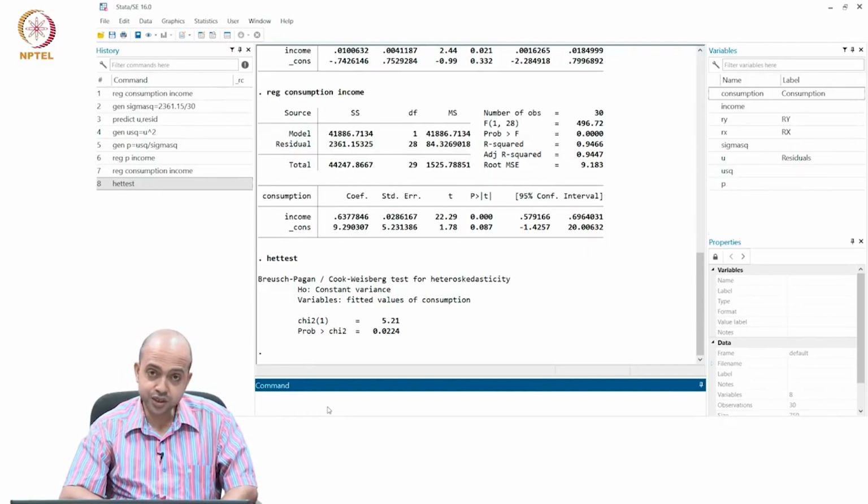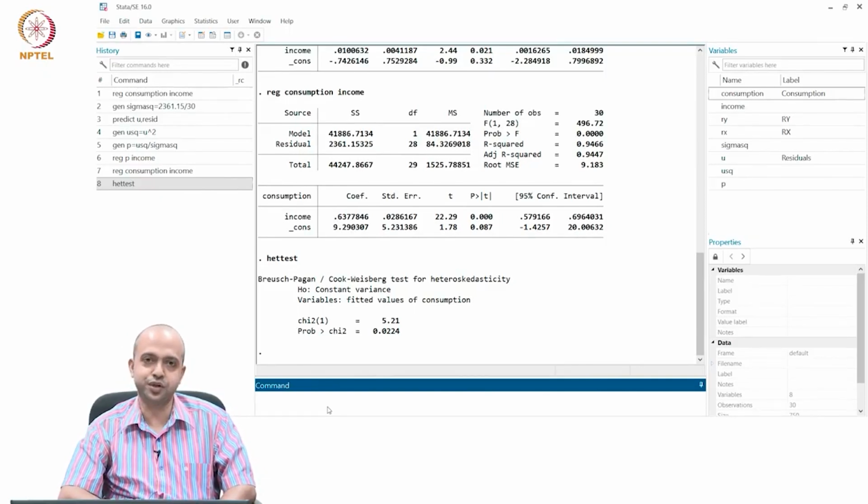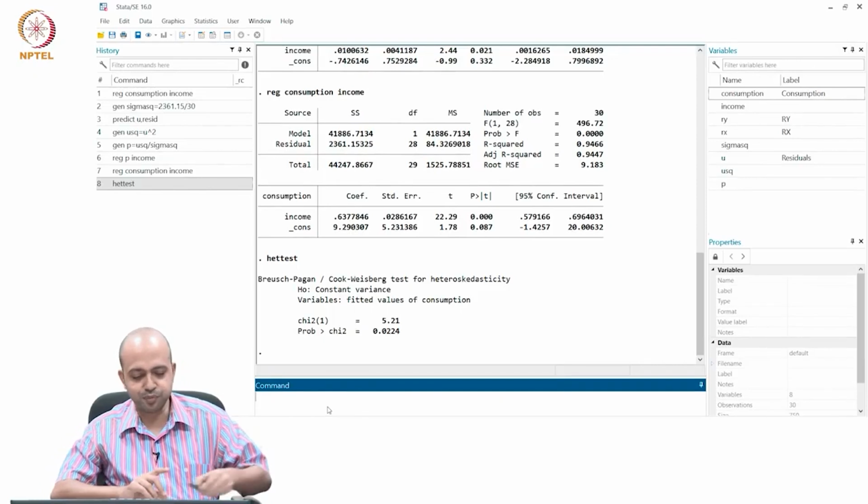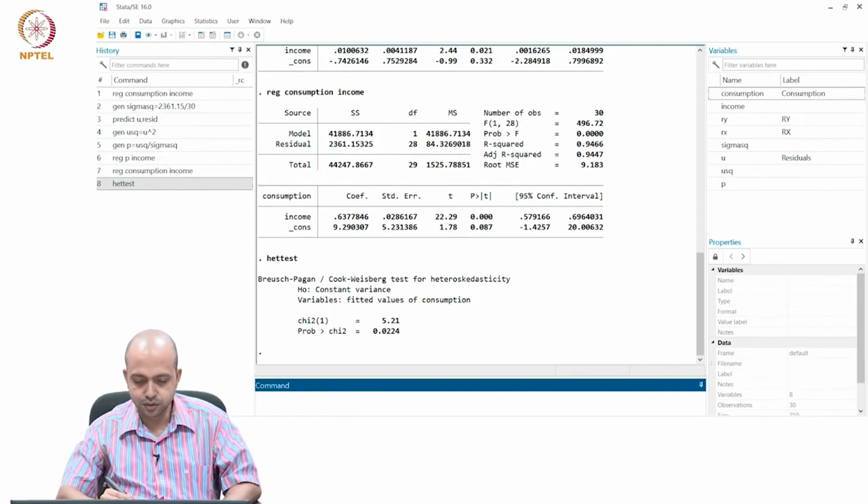And what is the probability that the calculated value is greater than the tabulated one? Look at the p value, 0.0224. So, if you multiply this by 100, you will get 2.24, which is greater than 1, but less than 5. So, it is significant at 5% level. So, you can reject your null hypothesis at 5% level of significance.